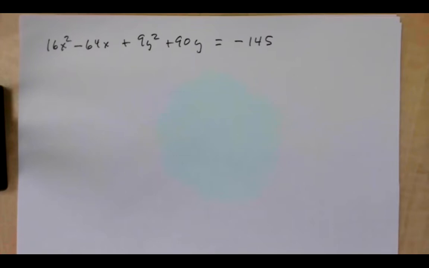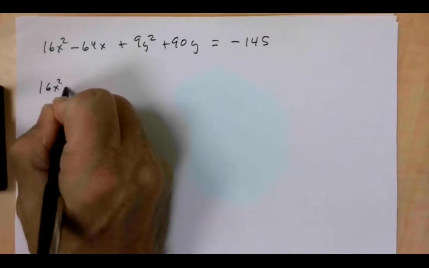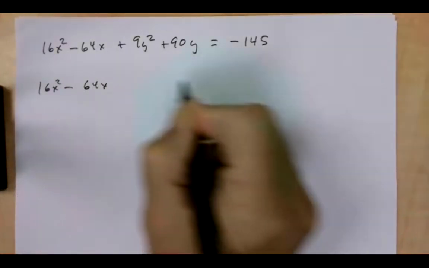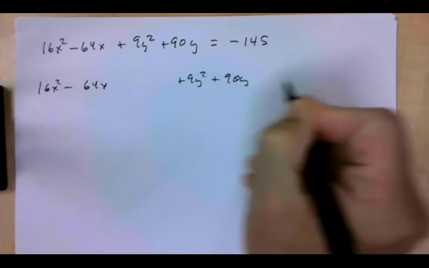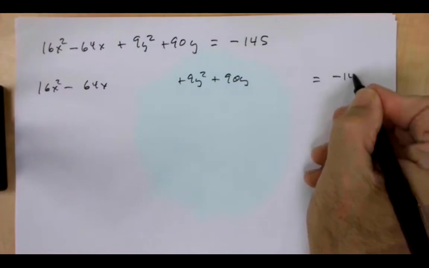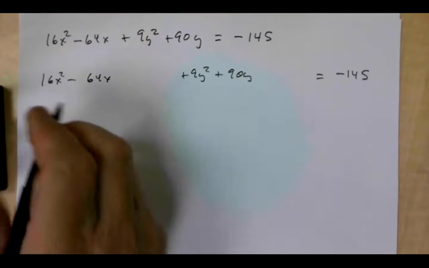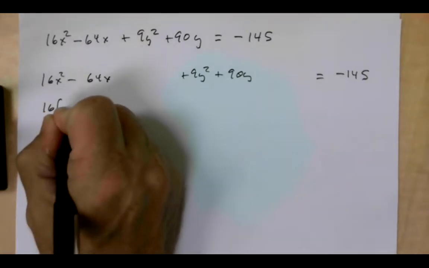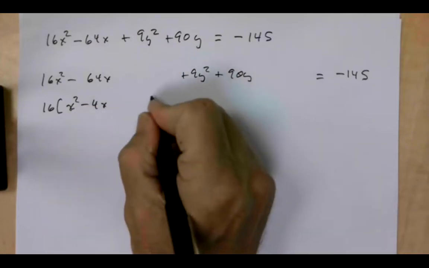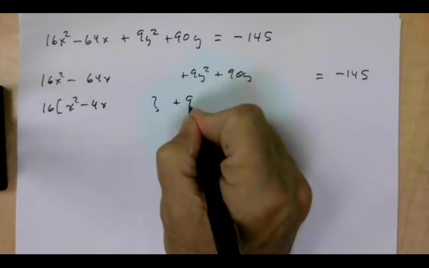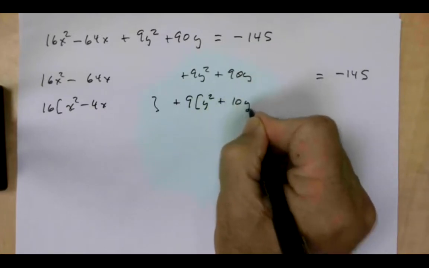And so how am I going to do that? Well, the x's are together, so I'm going to put them together: 16x squared minus 64x. The y's are together: 9y squared plus 90y is going to equal -145. And I want to factor out the 16 here. It'll give me x squared minus 4x. I want to factor out the 9 here: 9 times y squared plus 10y.